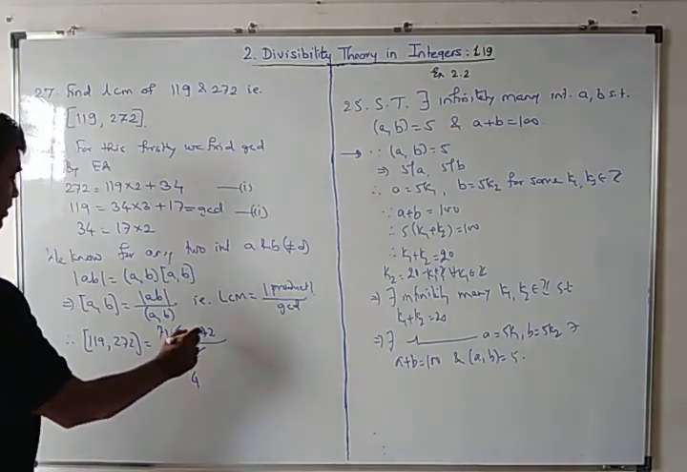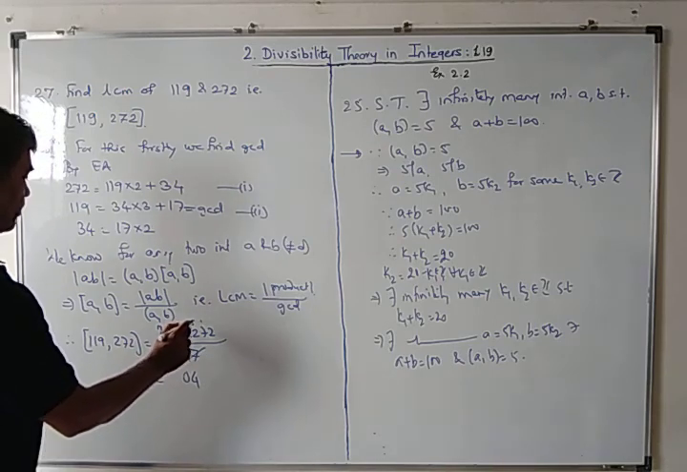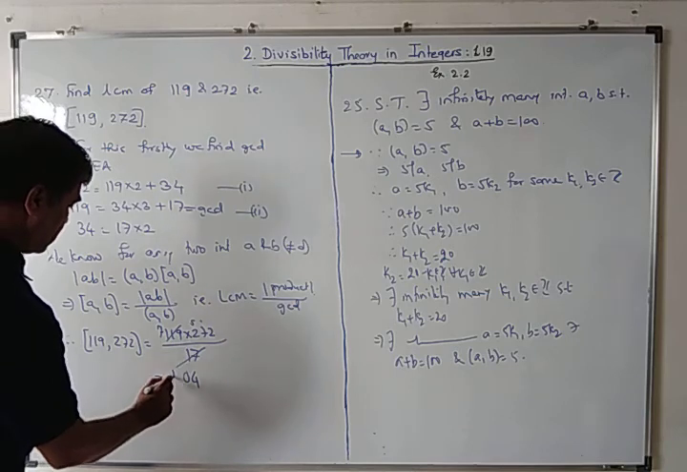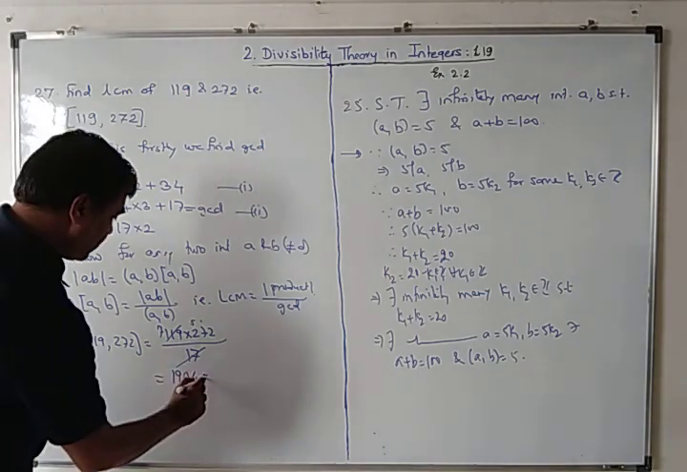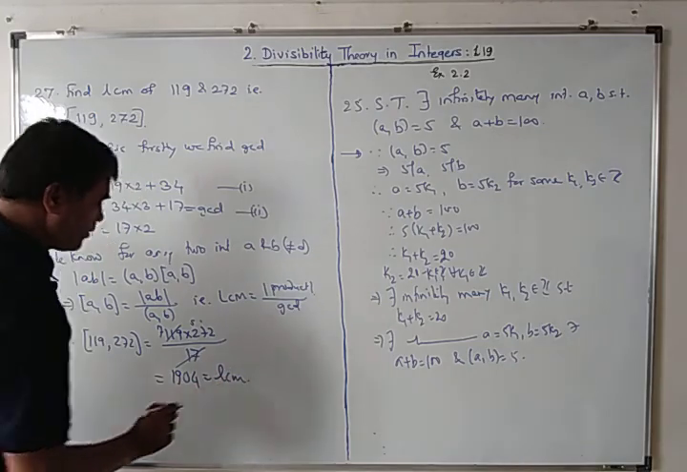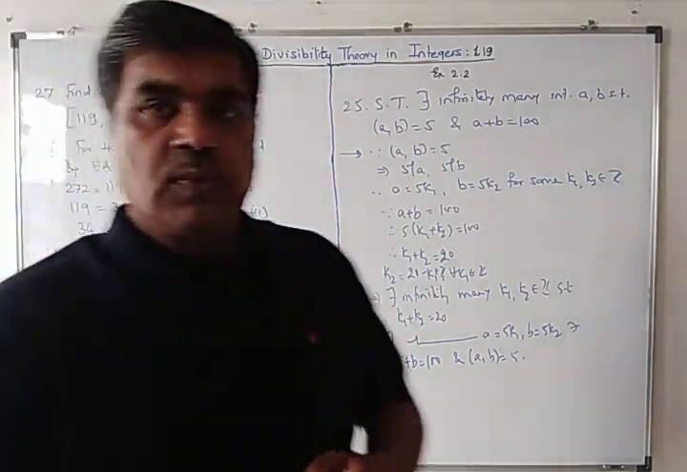14 carry 1, 5 and then, okay. So this is your least common multiple.